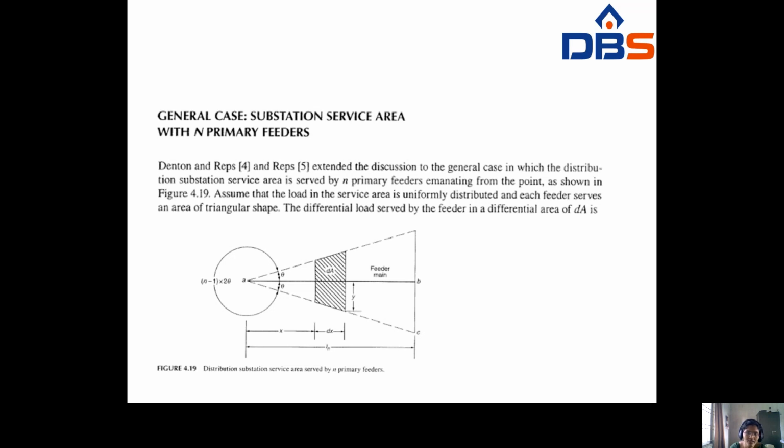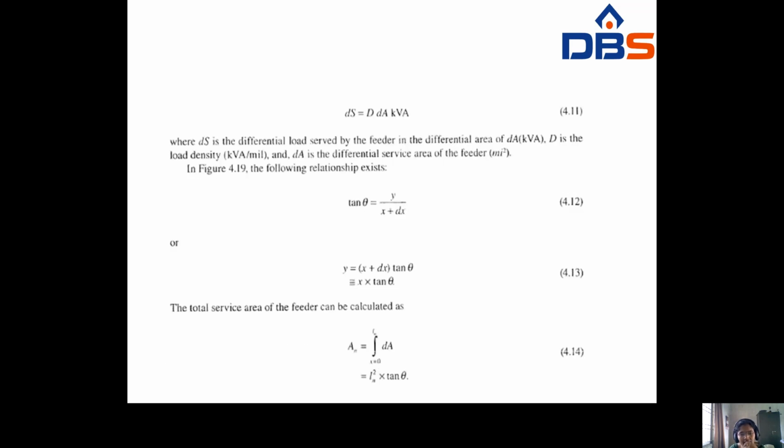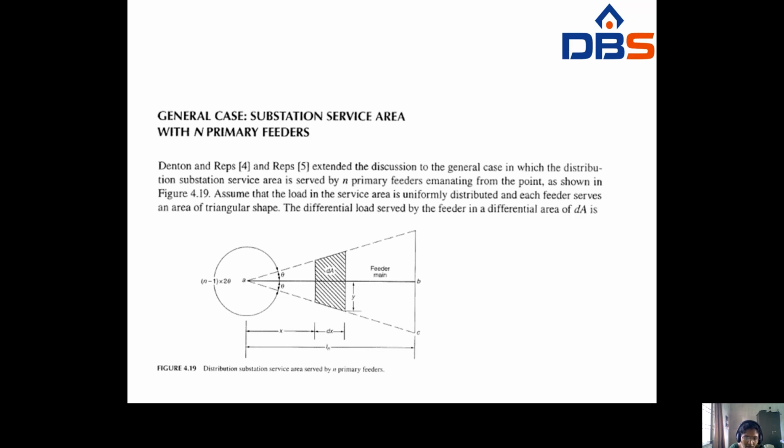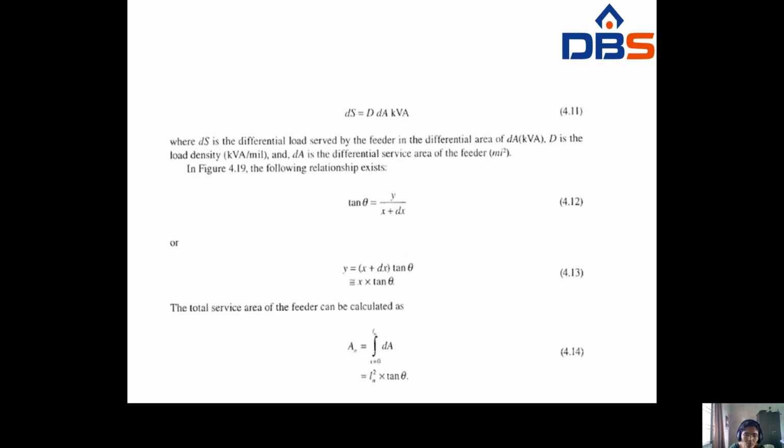So dS equal to D dA kVA. dS is the differential load served by the feeder in the differential area dA, that is in kilovolt ampere. D is the load density in kilovolt ampere per square mile, and dA is the differential service area of the feeder. So for tan theta, from this diagram here it's theta. Tan theta you can get as y by x plus dx. From this you have to write y equal to x into tan theta.